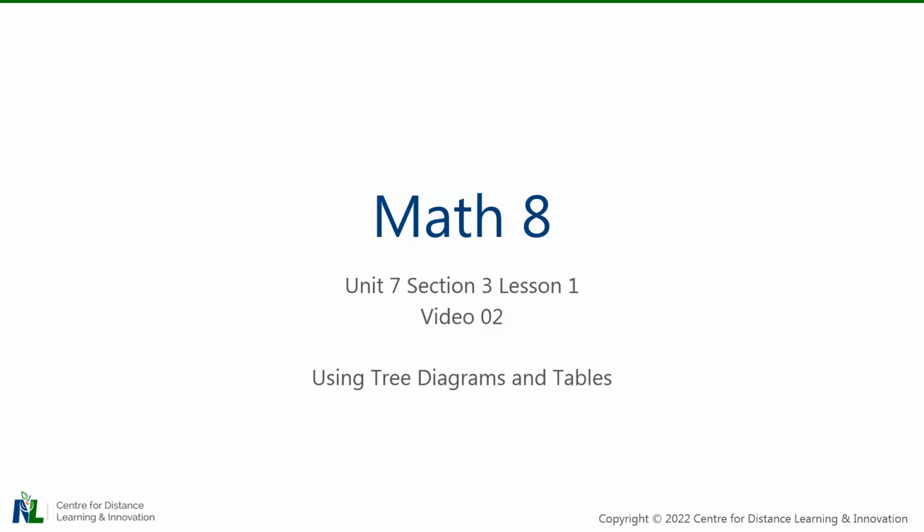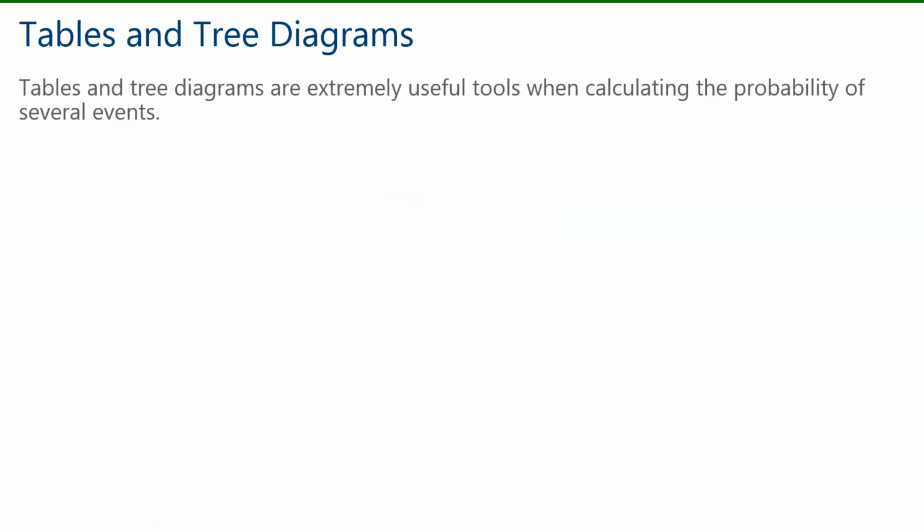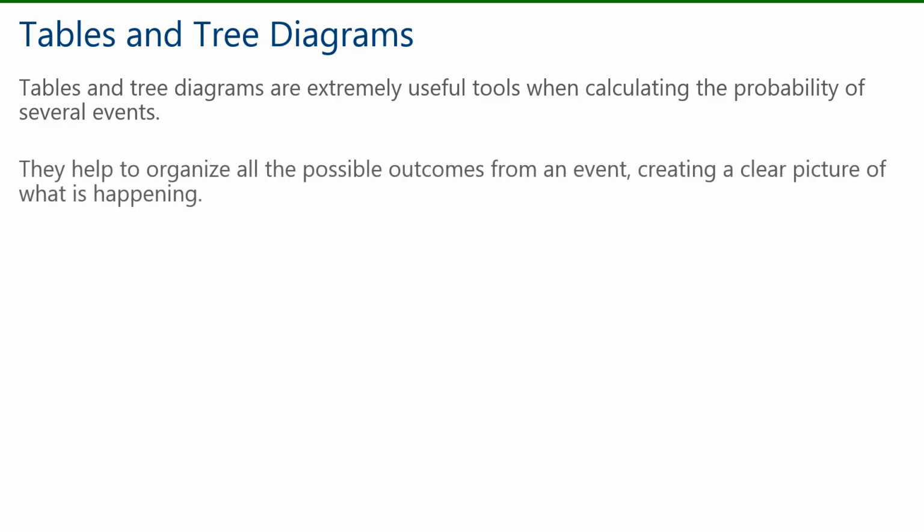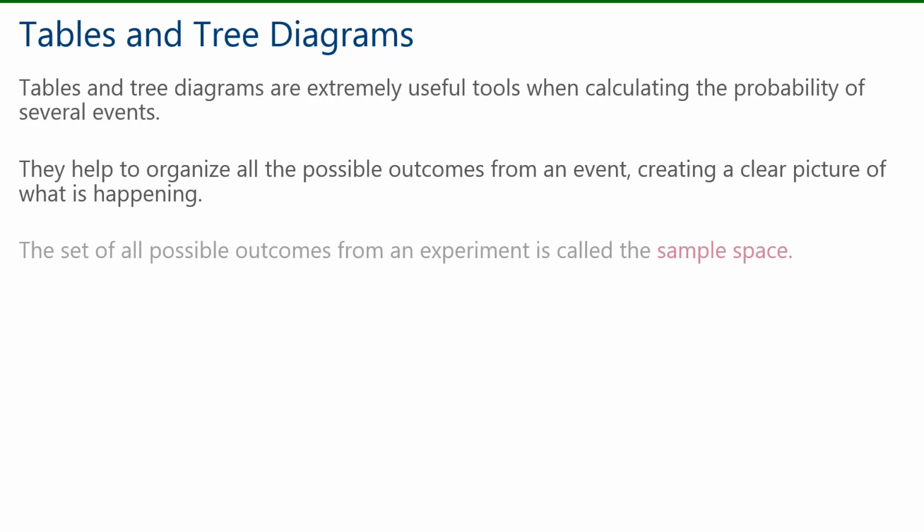This is Ms. Clements-Brenton, and in this video, we will look at how tree diagrams and tables are useful for solving probability problems. Tables and tree diagrams are extremely useful tools when calculating the probability of several events. They help to organize all the possible outcomes from an event, creating a clearer picture of what is actually happening. The set of all possible outcomes from an experiment is called the sample space.